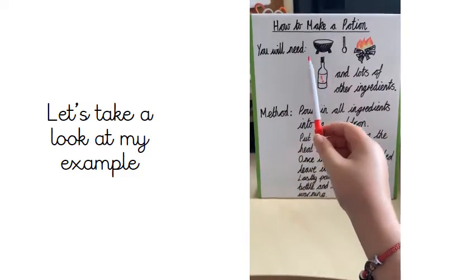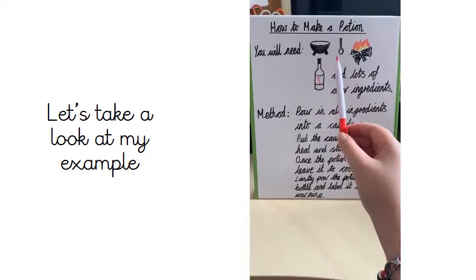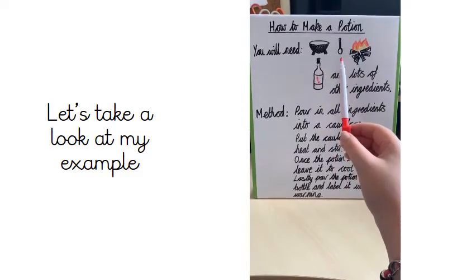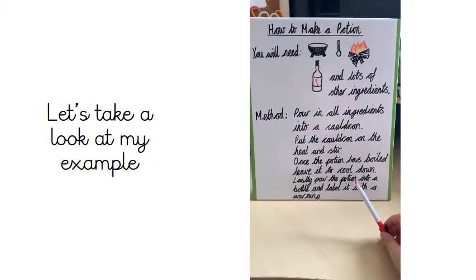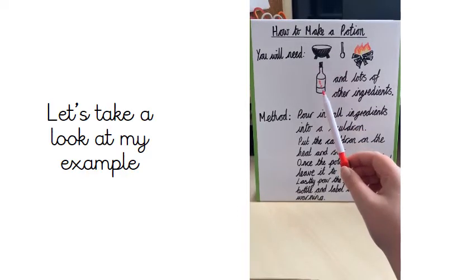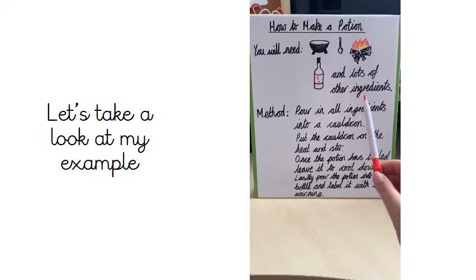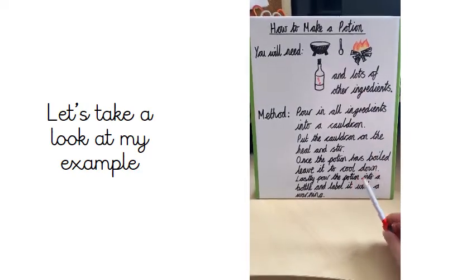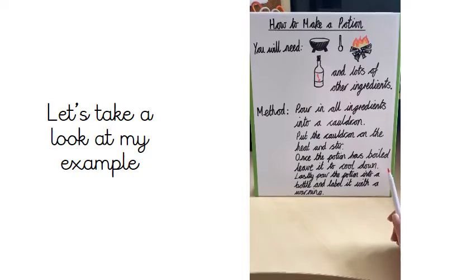You will need, I've put a cauldron, but you could use a saucepan like George did, a wooden spoon, or you could use a stick. I've put a fire because I thought it might be nice to have the cauldron on a fire, but you could put it on a cooker, and a bottle. And then I've written and lots of other ingredients, because I could do my own one, but I want to see if you can think of some things.